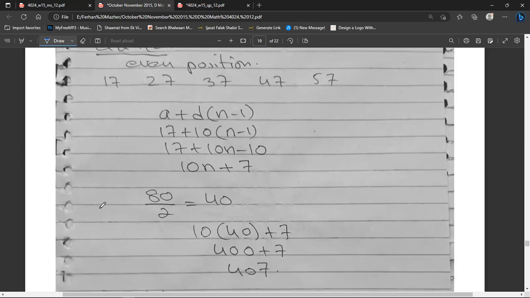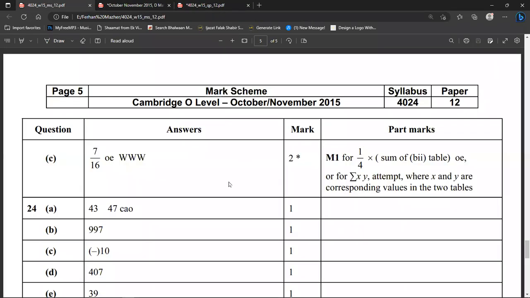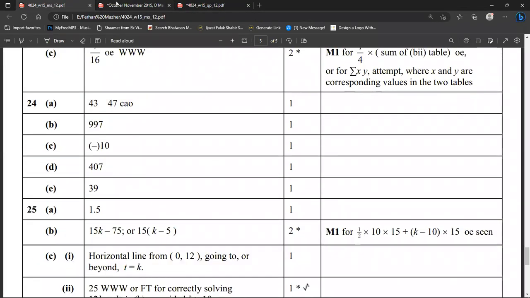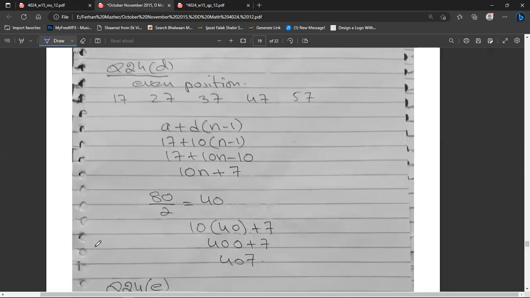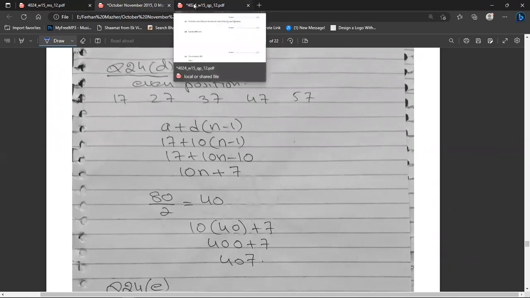And the 80th position in the original sequence will be the 40th position in this sequence, which is only of the even positions. So 10 into 40 plus 7, that will be 400 plus 7, and that will be 407. This is not an easy question, especially this one. The part I have done is not at all easy. You might have a better and easier solution, but right now this solution is coming into my mind.